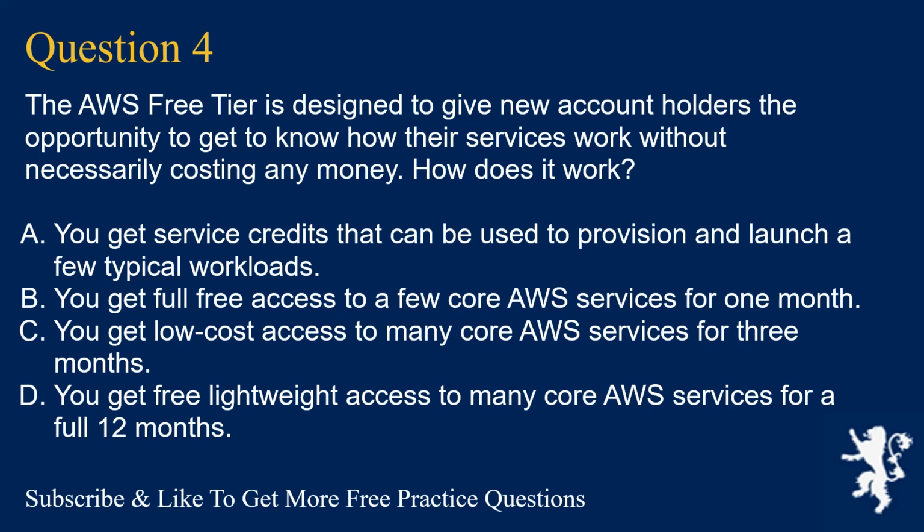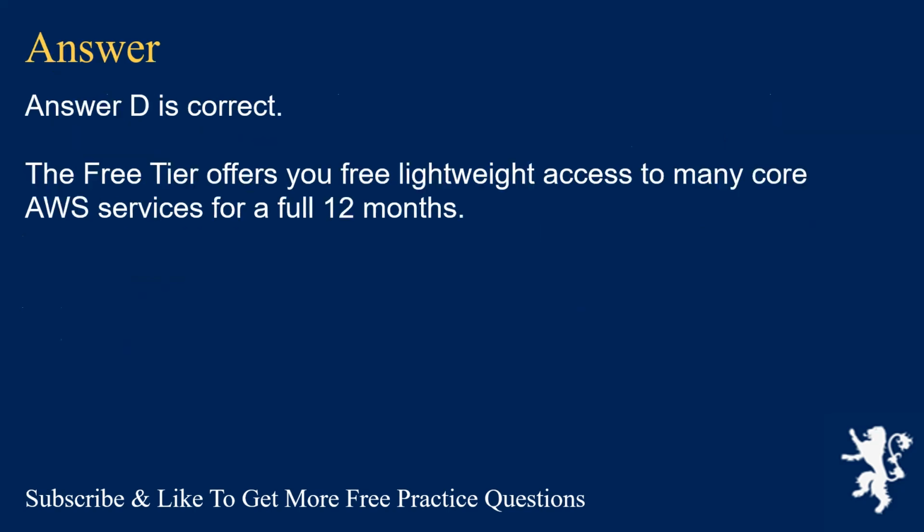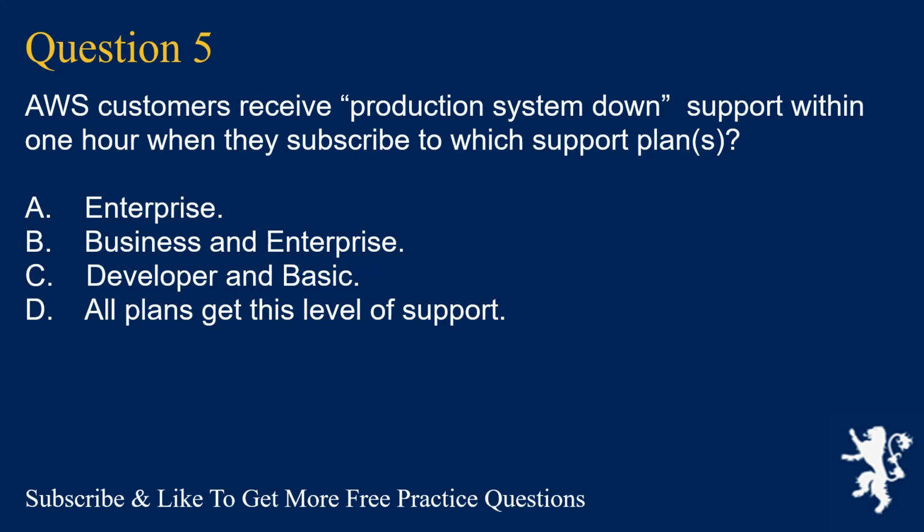A. You get service credits that can be used to provision and launch a few typical workloads. B. You get full free access to a few core AWS services for 1 month. C. You get low-cost access to many core AWS services for 3 months. D. You get free lightweight access to many core AWS services for a full 12 months. Answer D is correct. The free tier offers you free lightweight access to many core AWS services for a full 12 months.